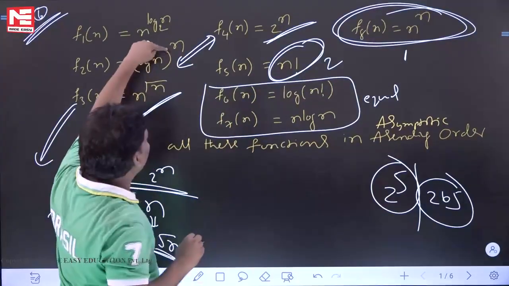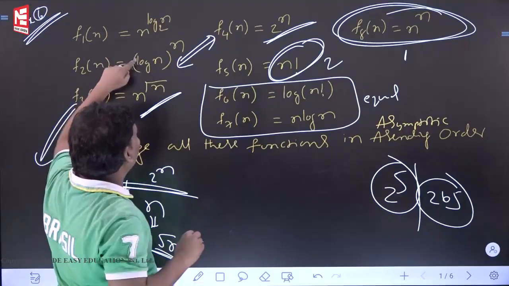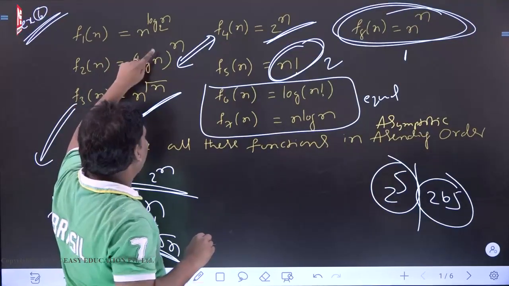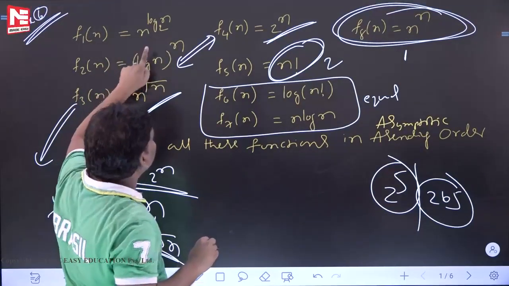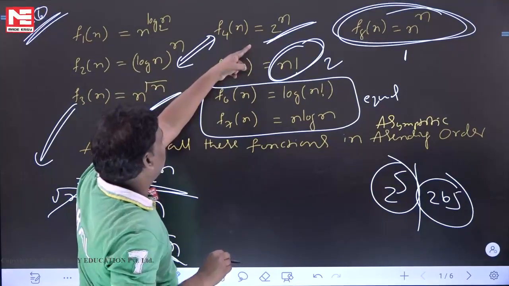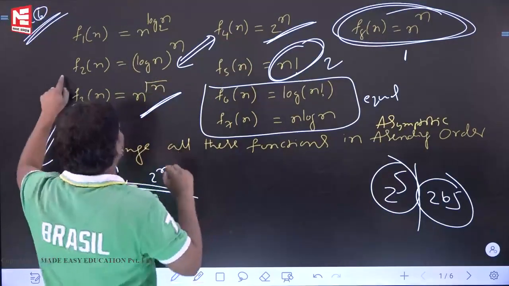If you apply log here, what is the answer? It is going to be n into log n square, but that is only n. Apply log to f2 and f4.